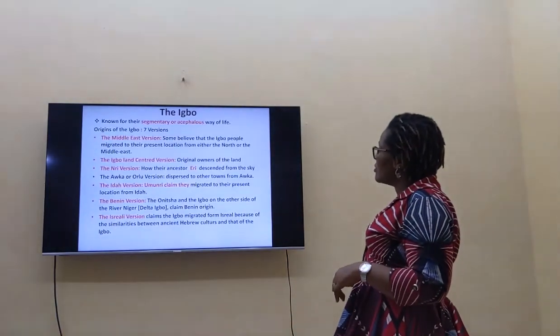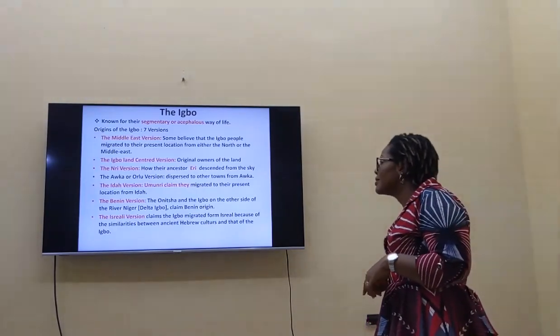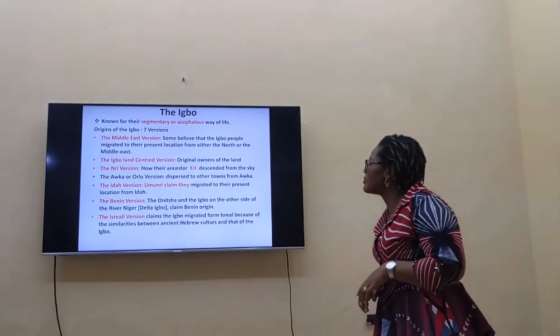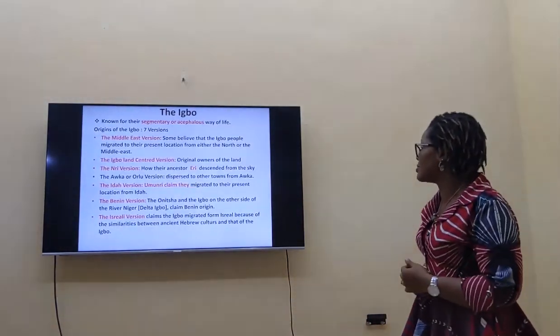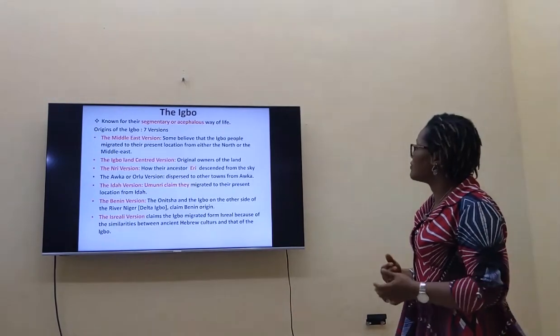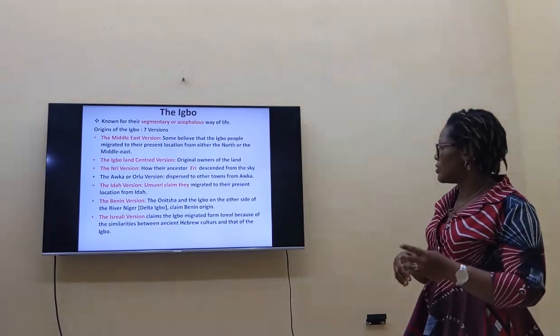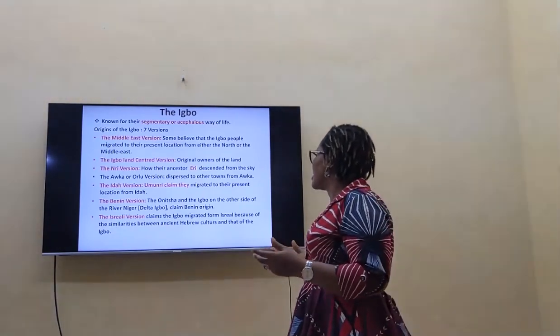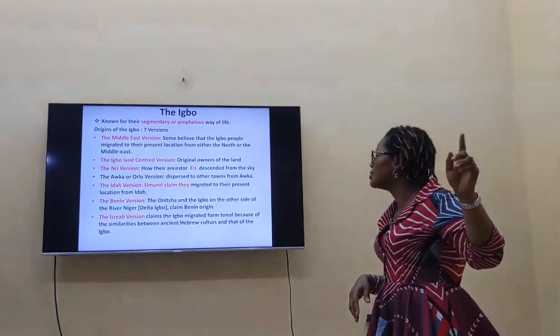The Eri version, how the ancestor Eri descended from the sky. They have the Upper or Olu version, that from Olu, they dispersed to other places where they are found. Then you have the Igala version, where the Umuri people claim that they migrated to their present location from Idah. Idah is somewhere in Kogi State.